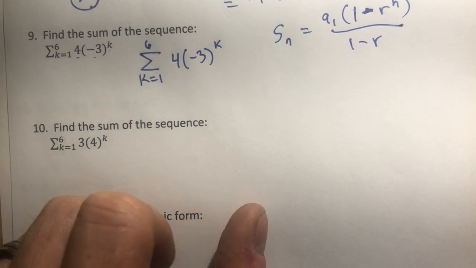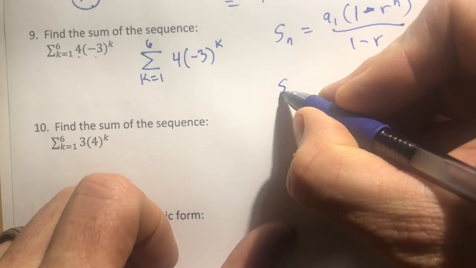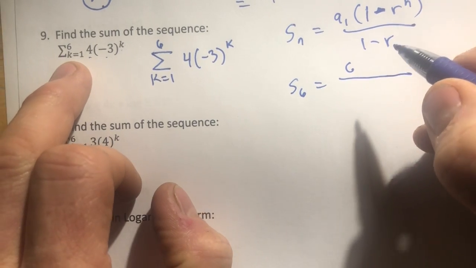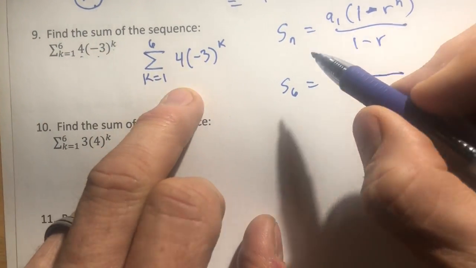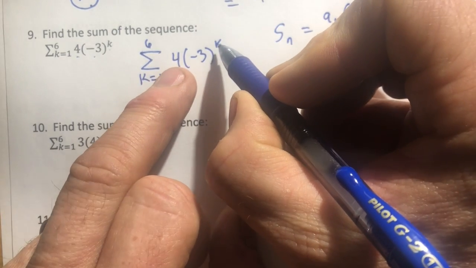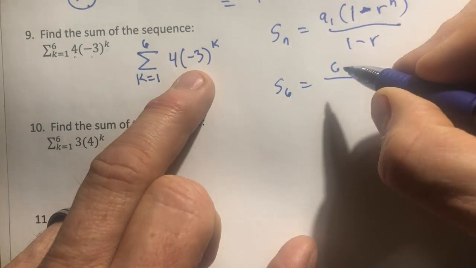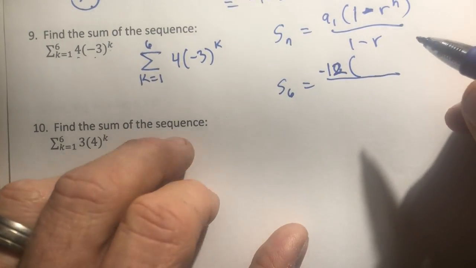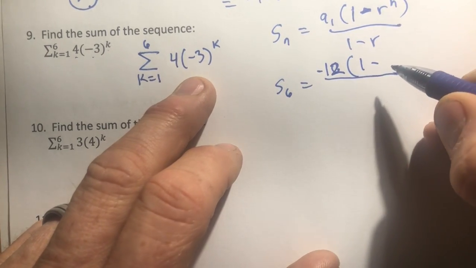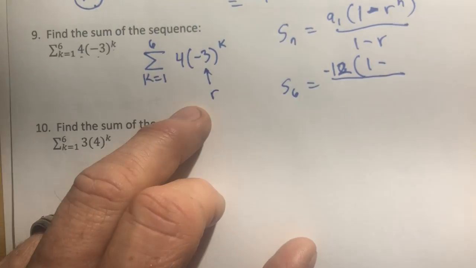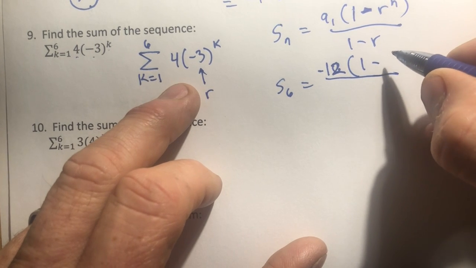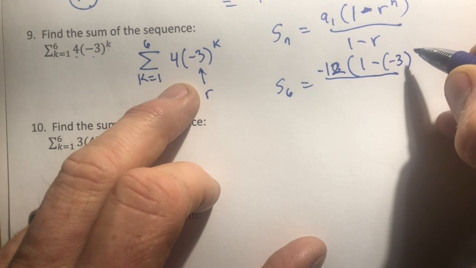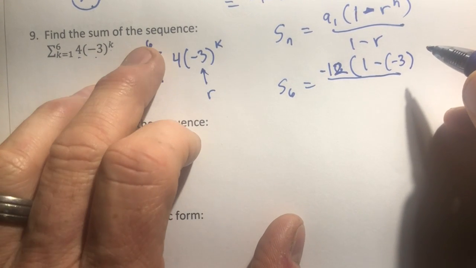If I'm going from 1 to 6, that's 6 numbers. So I want the sum of these 6 numbers, so it's going to be 6 on the top. The first one, I put 1 in this. 4 times -3 to the 1 power would be -12. So this should be -12. Then I have 1 minus r. Well, this is my r right there. So this is going to be 1 minus -3 to the n power, which n is 6.